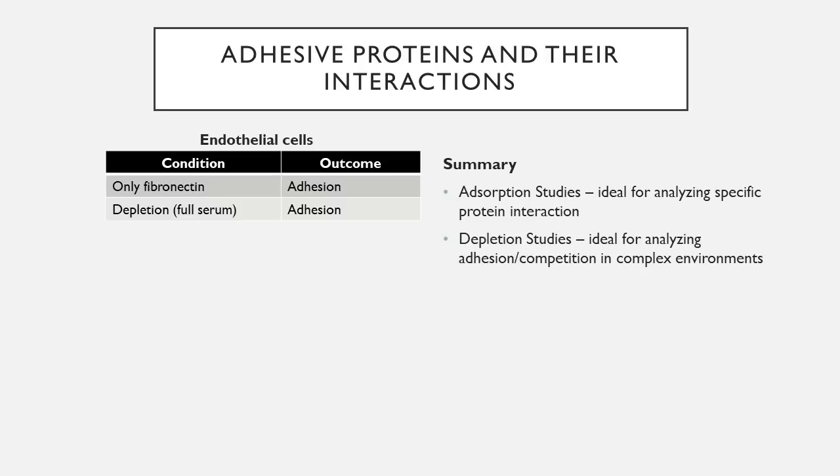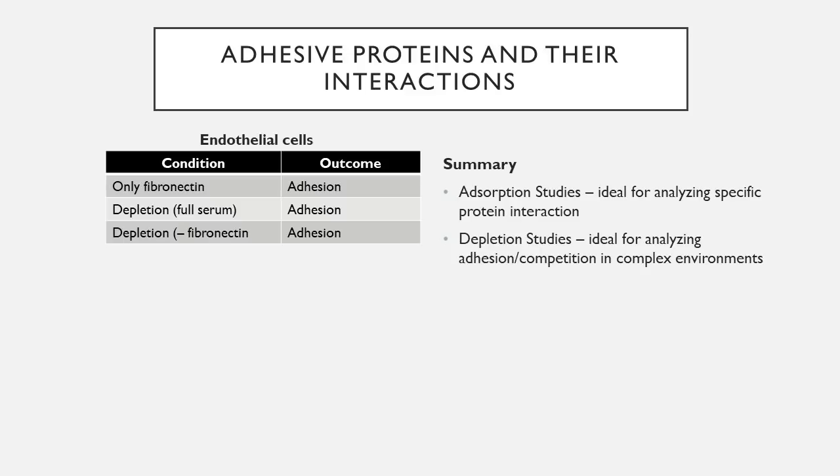However, as a follow-up study, you do that same depletion study. In this case, you've now removed fibronectin from that complex series of adhesive proteins, and you still get adhesion. And you wonder, well, wait a minute, I got adhesion with fibronectin in my adsorption studies, yet I took it out here and I still got adhesion, so maybe it's not that important?